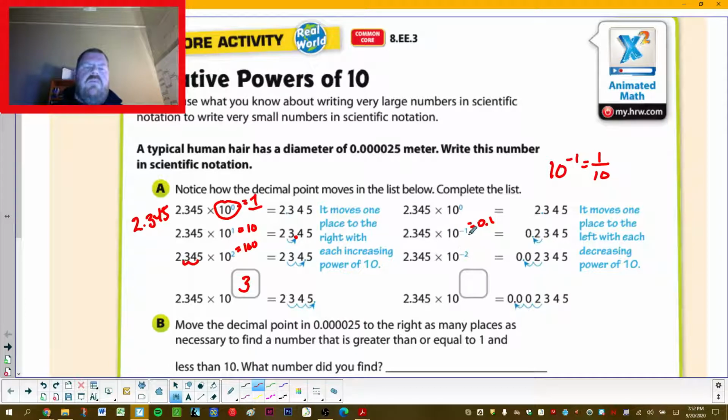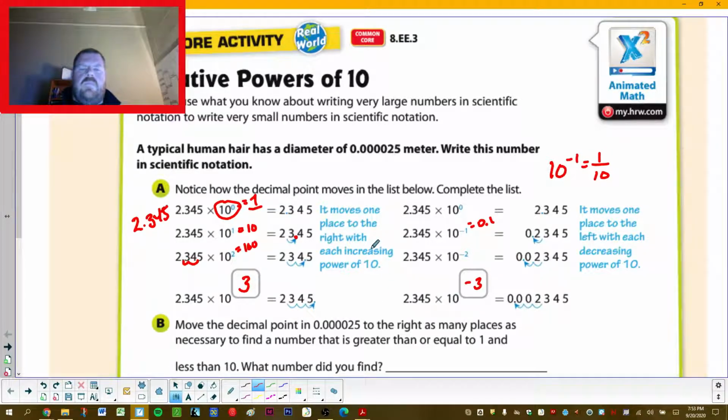So when we multiply by 10 to a negative power, it's actually moving the decimal the other way. So that turns 2.345 into 0.2345. And then this one here, we've got the negative second power, so it's going to move it two times to the left. Then to move it three times to the left, we're going to have a negative third power up here.